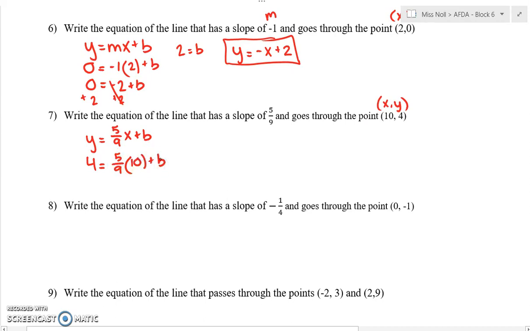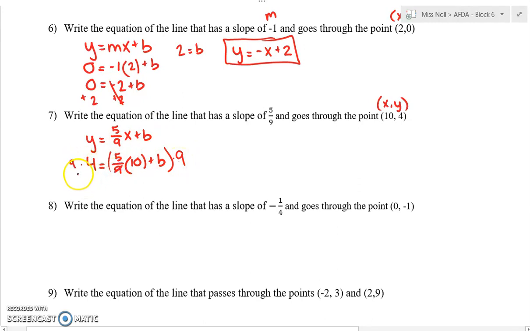Now this is a case where I personally would want to get rid of my fraction, the 5/9. It's just kind of annoying in my book. So I would multiply everything in the equation by 9. I have to make sure I multiply the 4 by 9 and this whole side by 9. What's going to happen is when I distribute this 9 to the 5/9, that will cancel out.